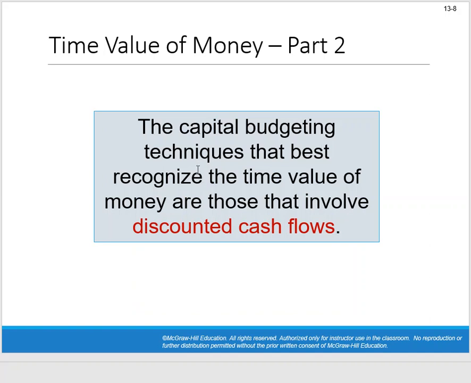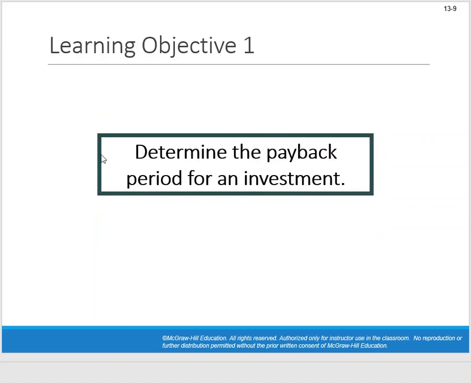So the capital budgeting techniques that best recognize the time value of money are those that involve discounted cash flows. And we're going to learn how to do our computations where we bring future dollars back to today's dollars using time value of money tables. So the first method we're going to look at is the payback period.